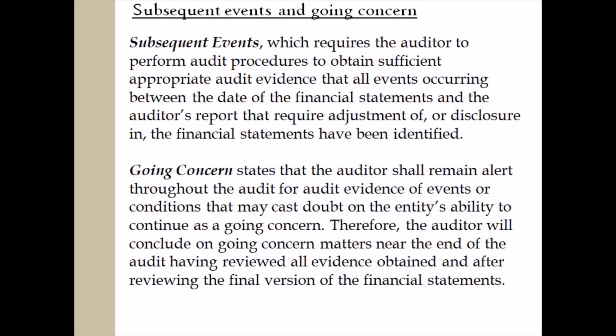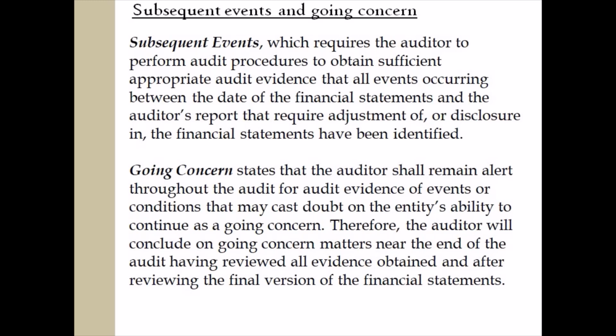So now, we'll go to the subsequent events and going concern. Kanang silang duha is important sa completion stage of the audit. Unsa ba nang subsequent events? So, kaning subsequent events requires the auditor to perform audit procedures to obtain sufficient appropriate evidence that all events occurring between the date of the financial statements and the auditor's report that require adjustment of or disclosure in the financial statements have been identified.